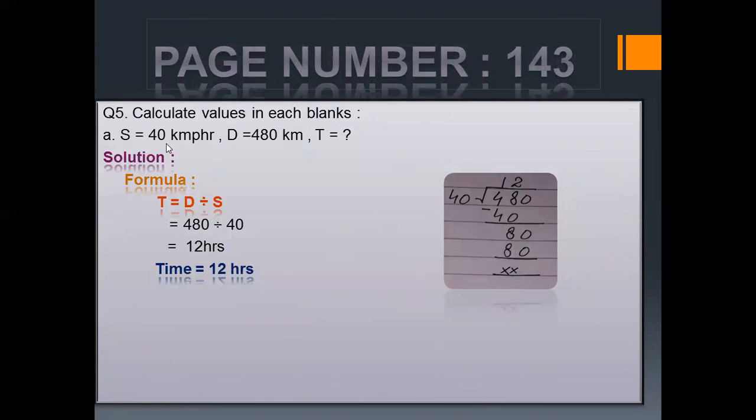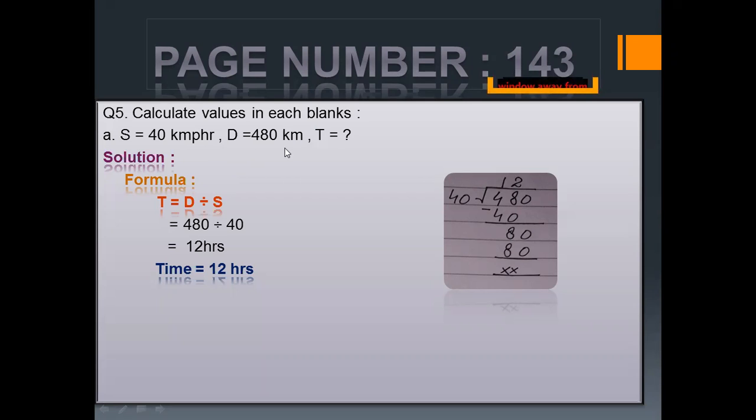Question number 5. Calculate values in each blank. Now there are six parts, and in each part we will find, in some parts we will calculate time or speed, or in some questions we will calculate the distance. In the first part, S is 40 kilometer per hour, D is 480 kilometer, and we calculate the time.